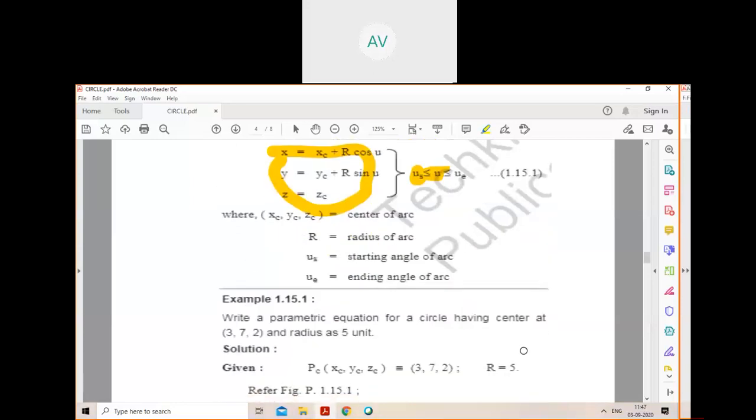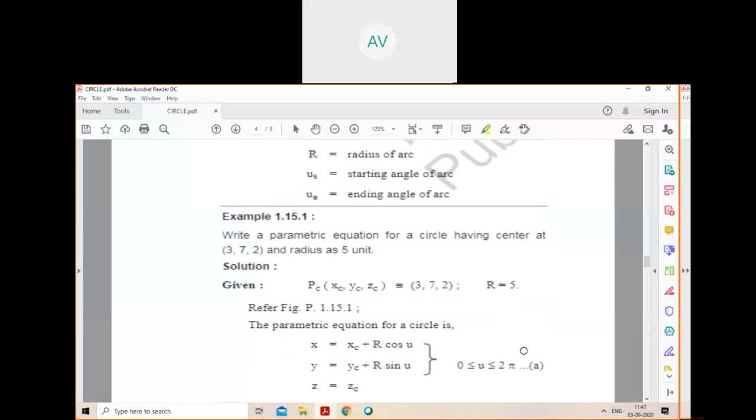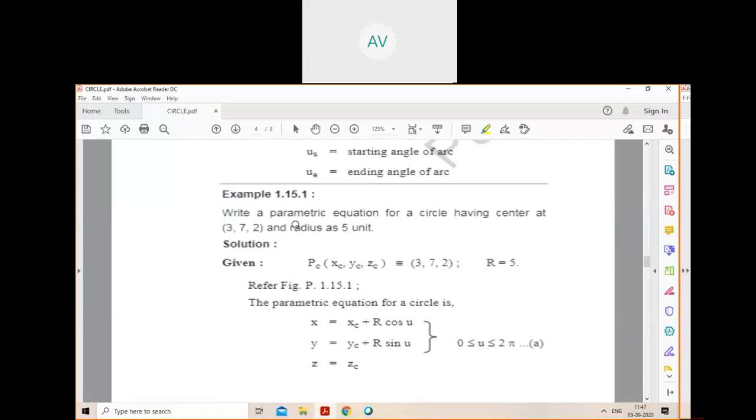Okay, so the first numerical we will see: write a parametric equation for a circle having center (3, 7, 2) and radius 5 units. So the center is given, xc, yc, zc values are given as 3, 7, 2. Radius is given as 5 units. So it says write a parametric equation for a circle.